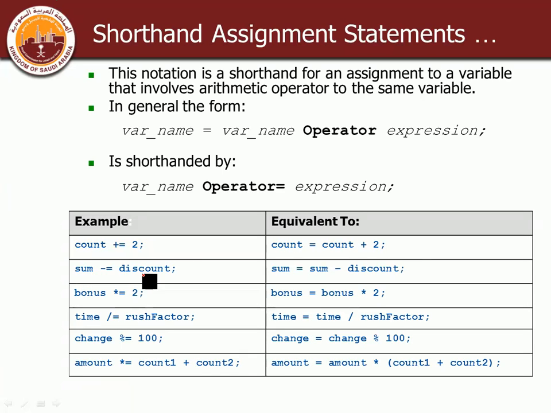Sum minus equal discount. So sum is the variable name. This is the operator, minus. And discount is the other expression. So this is going to be sum equal sum minus discount. This is just another way to represent things. It's just shorter. As I told you, we like things to be short because you don't want to type more. So that's why sometimes you're going to see something like that.